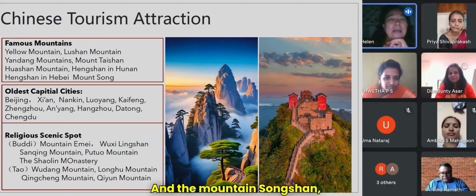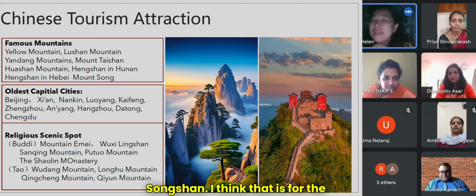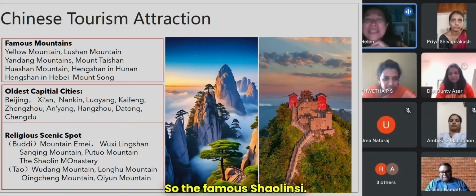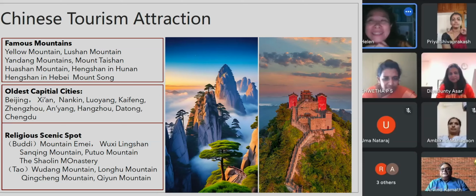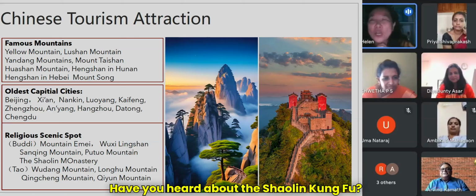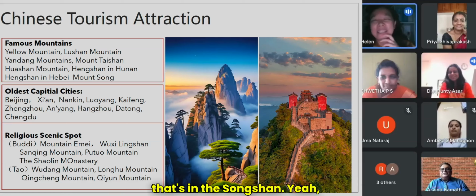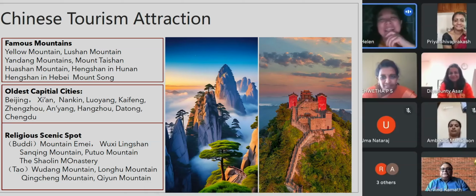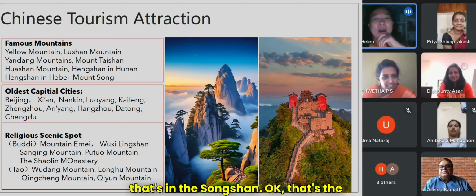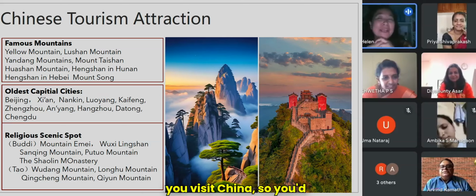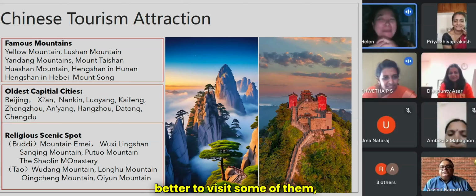And Mount Songshan. Songshan, I think that is for Buddhism. So the famous Shaolin Si. Have you heard about Shaolin Kung Fu? Yeah, that's in the Songshan. Okay, that's the famous mountains. So in the future, if you visit China, you'd better visit some of them.